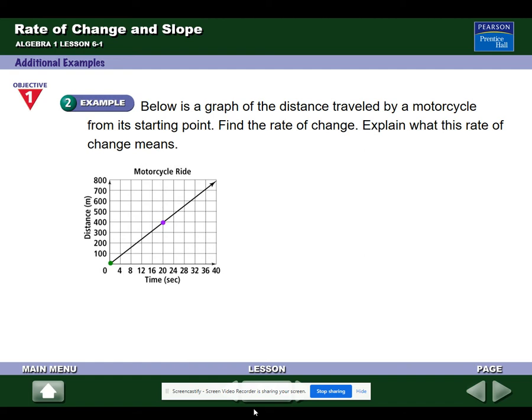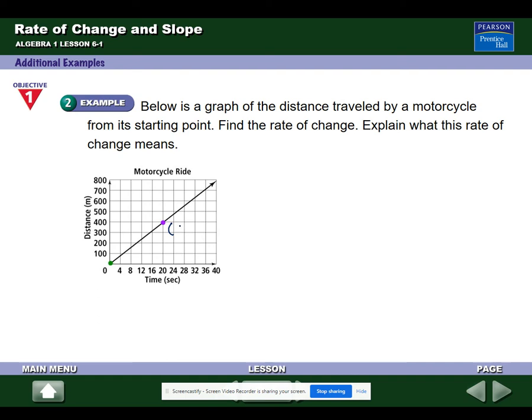Find the rate of change and explain what this rate of change means. Now, they've picked out a couple of points for us, so I wouldn't use anything other than the points they've picked out for us. I could see that we could probably get some other reasonable points, but I don't know, though. I think the ones they picked for us are probably pretty much the best, most accurate ones.